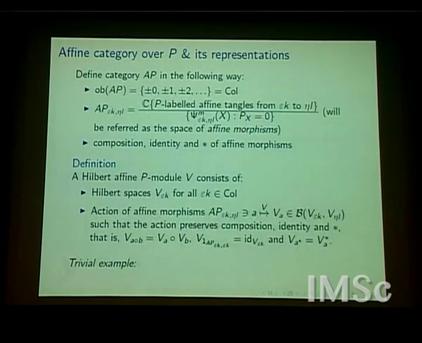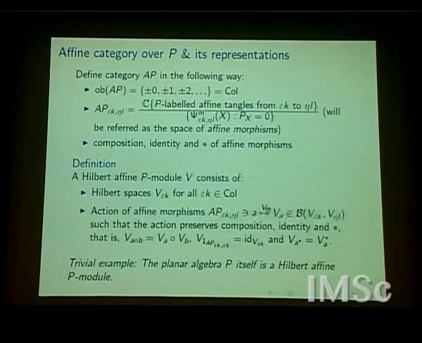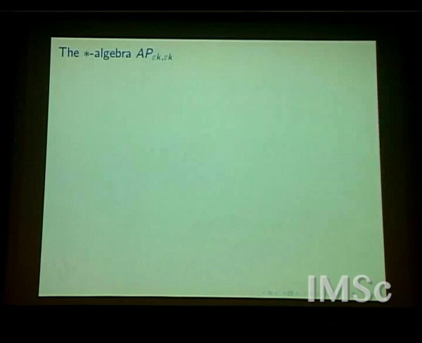A trivial example will be the planar algebra P itself. If you take V epsilon k to be P epsilon k, and take the action as these affine tangles, which can also be viewed as normal tangles, it has an action on the planar algebra vector spaces. So, that will be the trivial example. Now, how do we build all these Hilbert affine P modules? We got just one trivial generic example.